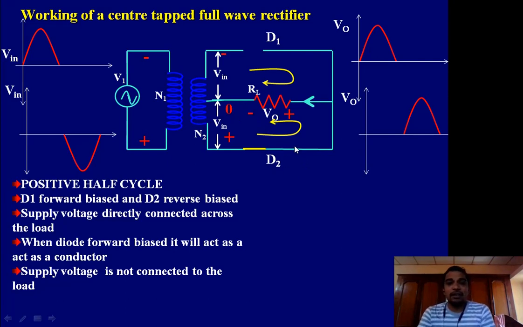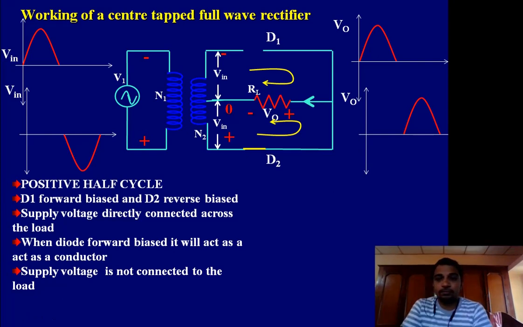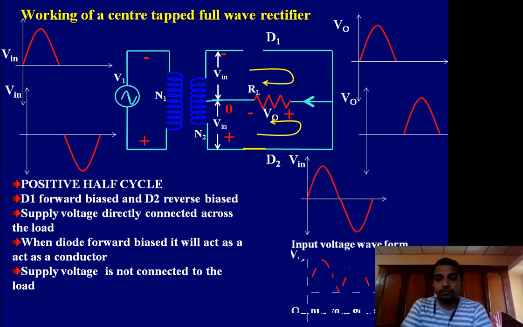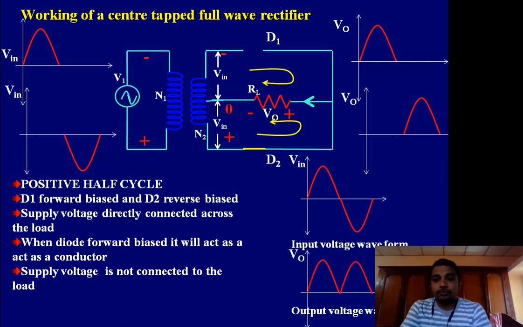So I want to conclude here: during the positive half cycle we are getting this output waveform, and during the negative half cycle we are getting this waveform. If you combine these two, you will get the full cycle, that is the full wave rectifier. This is the complete waveform.